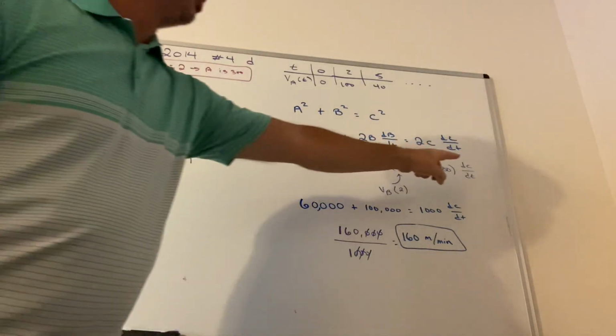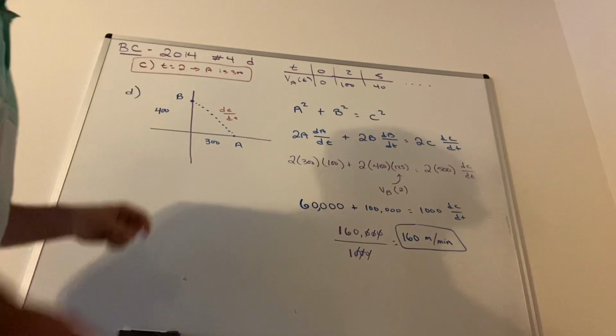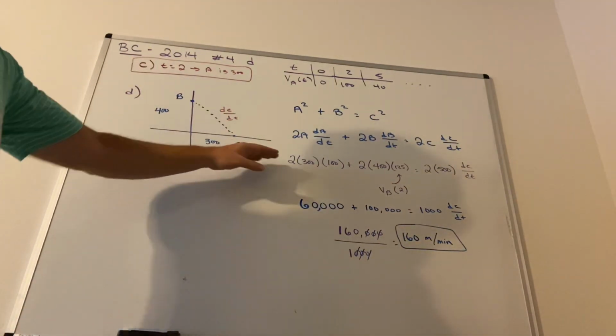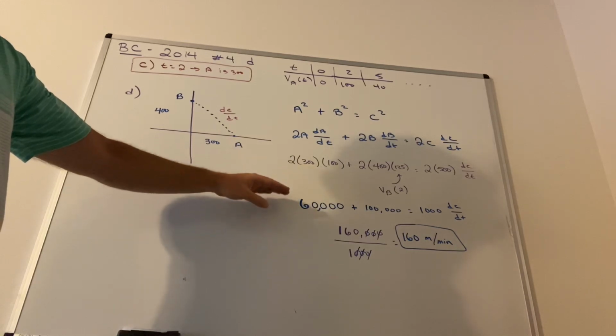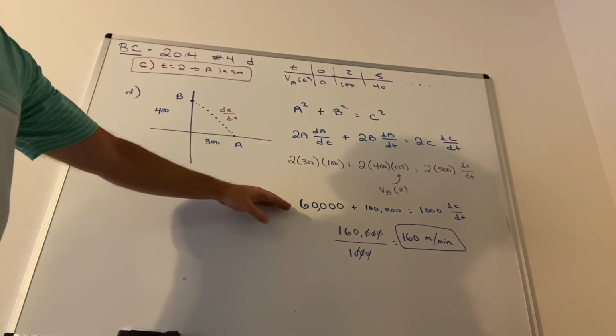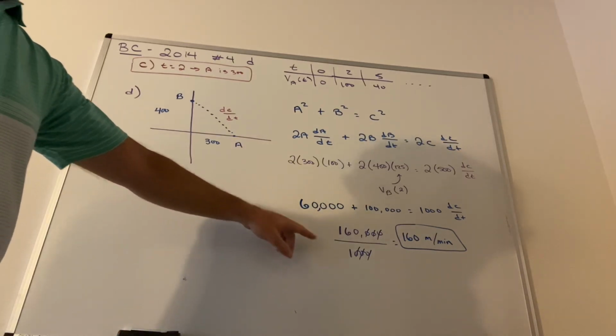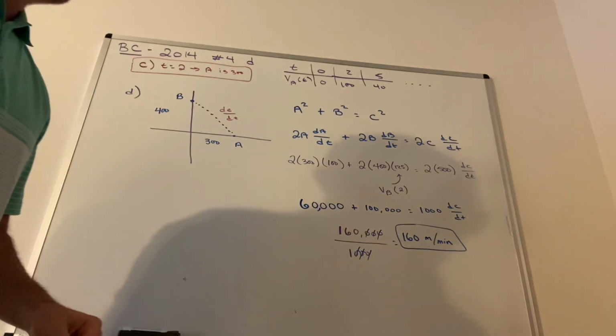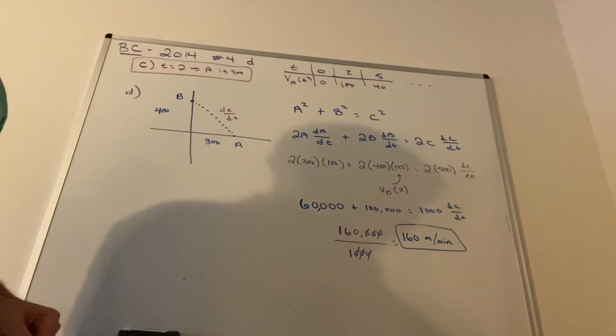And then dC/dt, well, that's the rate of change of that distance between them. And so you're here, and then at that point, you do some computations. I just wanted to remind you guys here that when you're dividing by zeros, you can just cross them off like that. And that leaves you with your answer of 160 meters per minute.